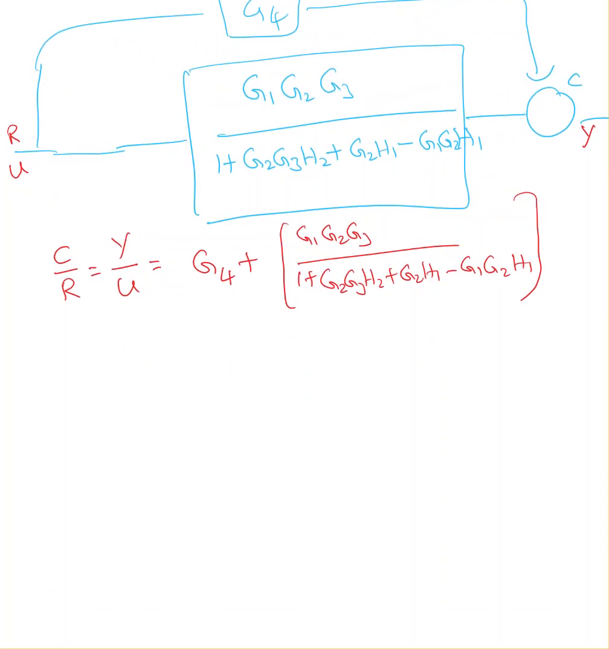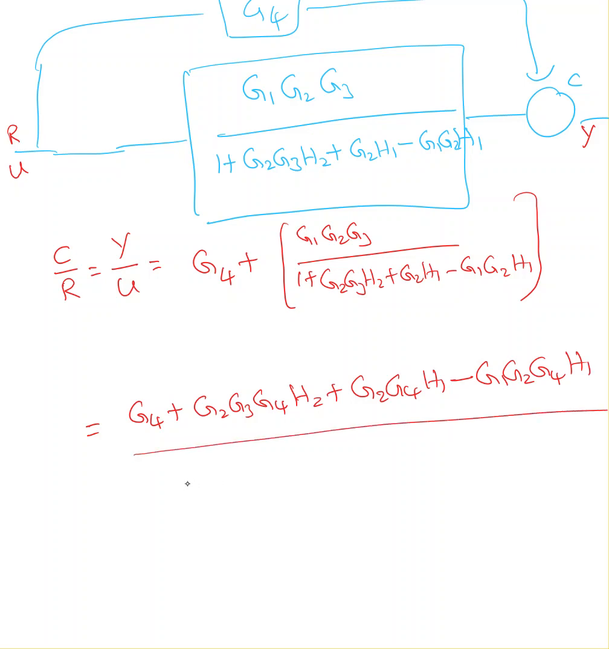So if I solve it, I will end up with Z4 plus Z2 Z3 Z4 H2 plus Z2 Z4 H1 minus Z1 Z2 Z4 H1, divided by 1 plus Z2 Z3 H2 plus Z2 H1 minus Z1 Z2 H1. This is the transfer function.